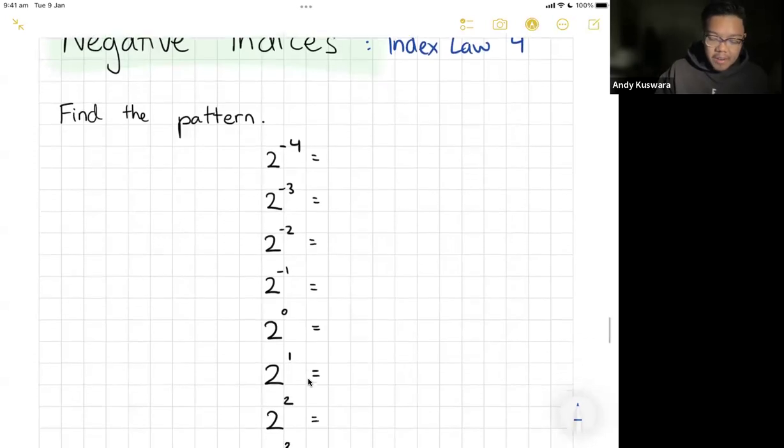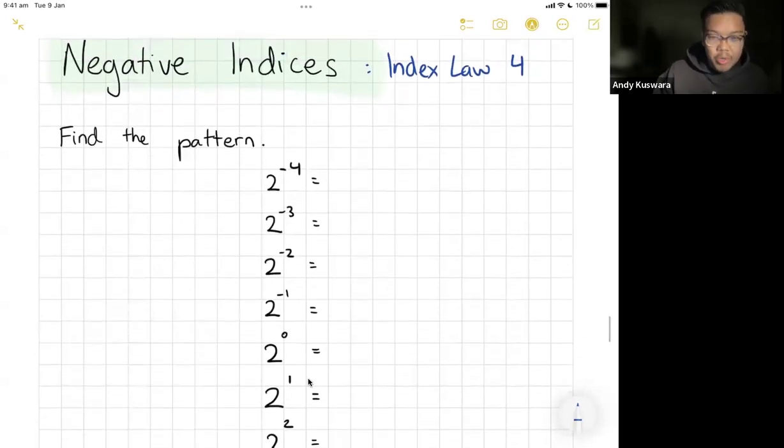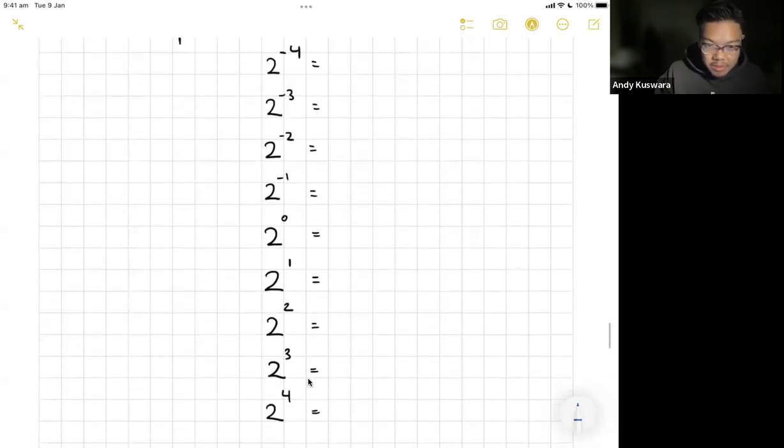Okay. Now, I want you to find the pattern. We've talked about this previously, but let's do some of these ones first. 2 to the power of 1, hopefully you remember, is 2. Anything to the power of 1 is just itself. So if I say 2 to the power of 2, that's 2 times 2, which is 4. 2 to the power of 3 is 2 times 2 times 2, which is 8. And then 2 to the power of 4 is 16.